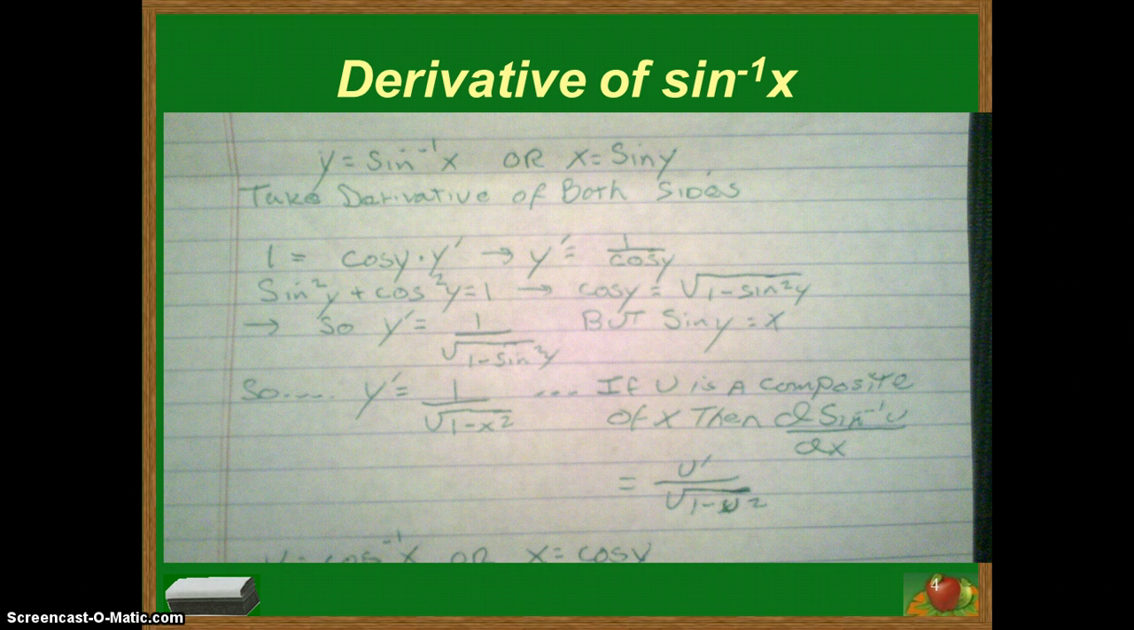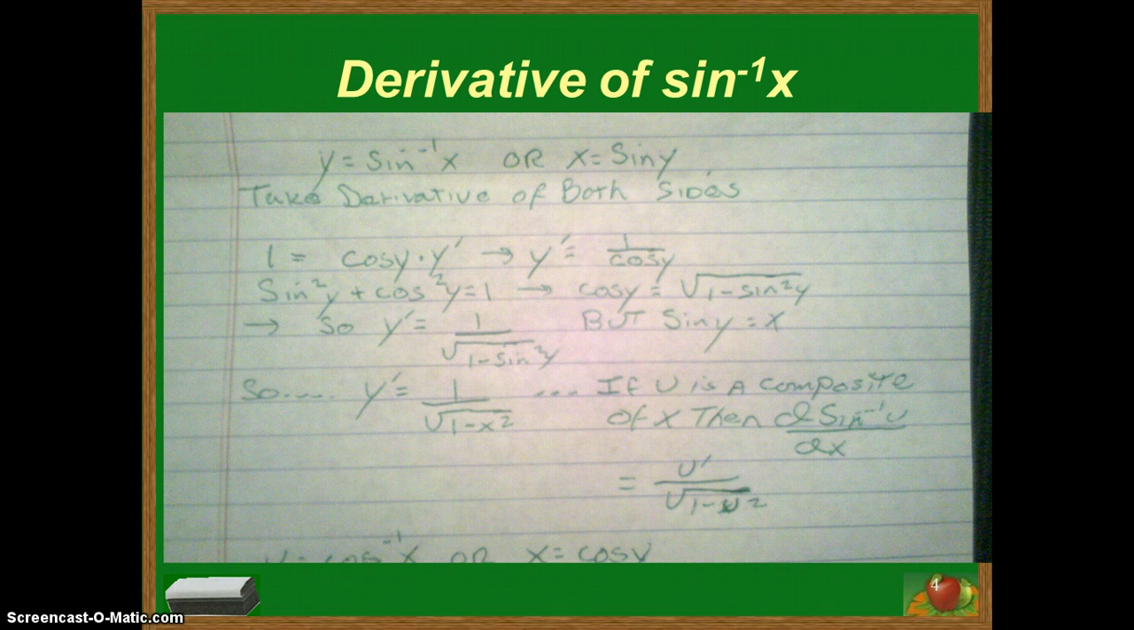Remember the old trigonometric identity, sine squared of y plus cosine squared of y equals 1. Solving that identity for cosine of y, I get cosine of y equals the square root of 1 minus sine squared of y. Okay? So therefore, y prime, which is 1 over cosine of y, would be 1 over the square root of 1 minus sine squared of y. But we originally stated that the sine of y equals x, so I can substitute x in for sine of y, and I get y prime equals 1 over the square root of 1 minus x squared.